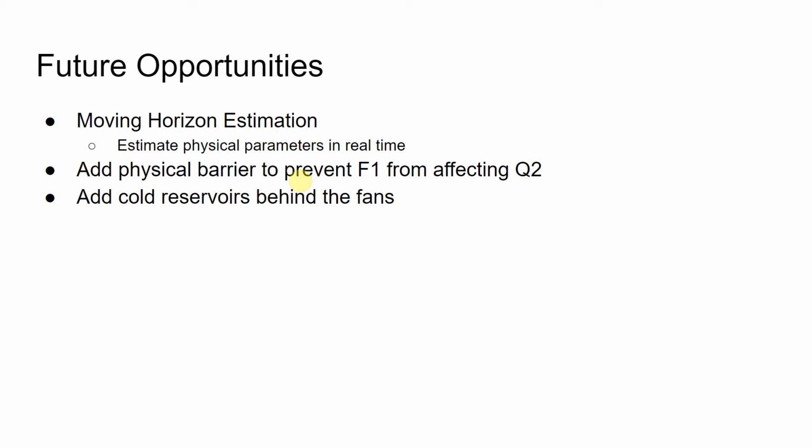Some future opportunities we have with using this TCLab: we would like to next implement a moving horizon estimation where we can estimate the physical parameters in real time. We also thought it would be cool to add a physical barrier to prevent F1 from affecting heater 2, Q2. In addition, we could add cold reservoirs behind the fans, and this would allow us to reach sub-ambient temperatures.